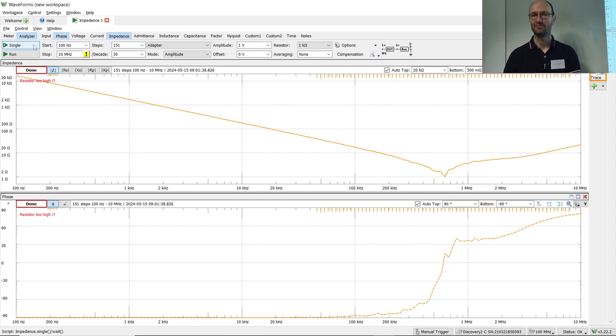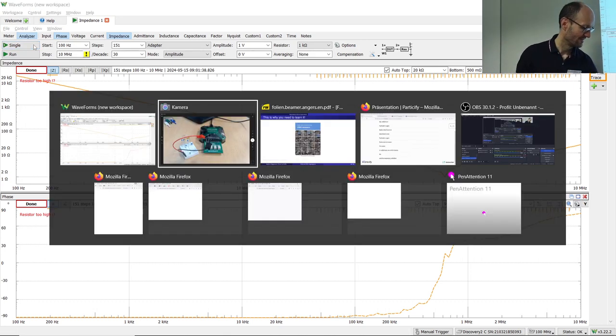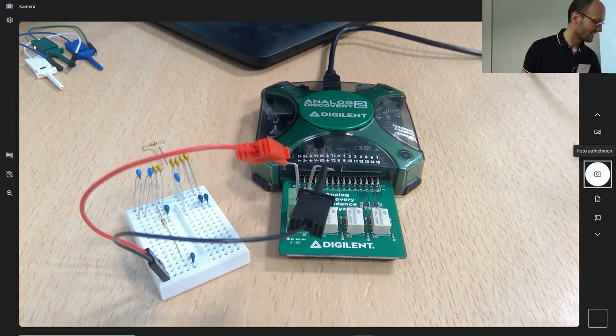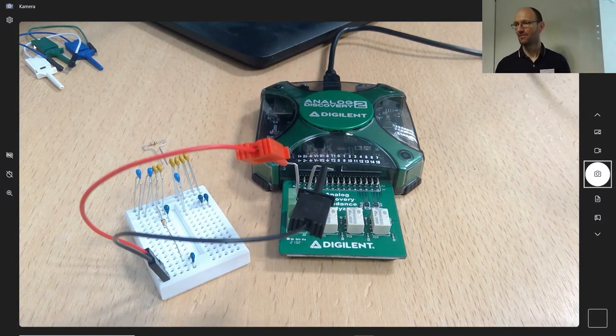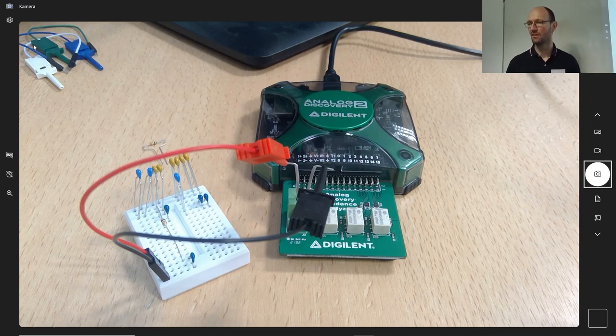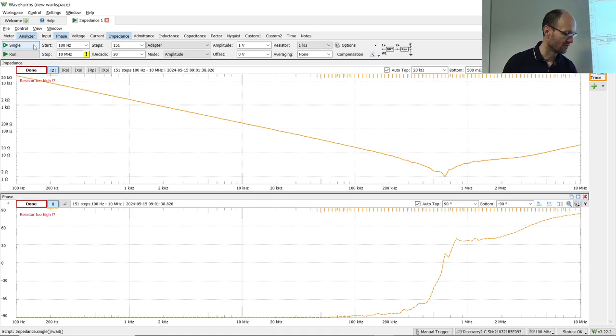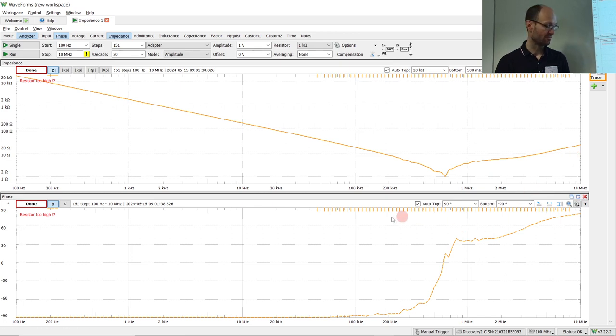Why is this? What is happening here? So the cables that I use to connect, exactly, the cables form a loop, and the loop has some inductance, and that's why we are measuring the inductance of the loop. That's why the impedance is increasing once again with frequency, and that's why you can see that the phase changes from minus 90 degree to something like plus 90 degree.